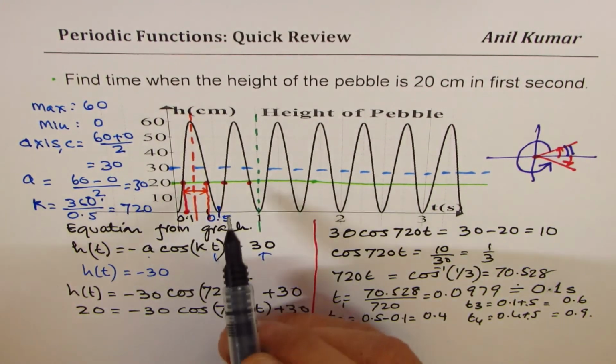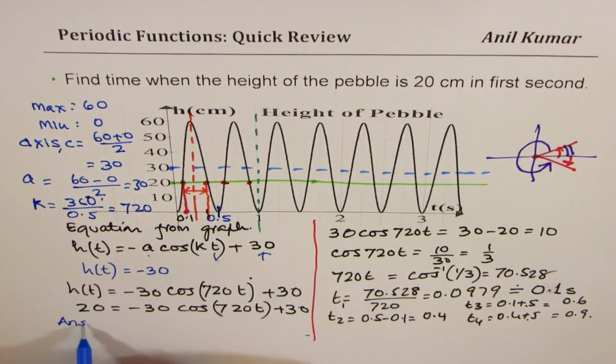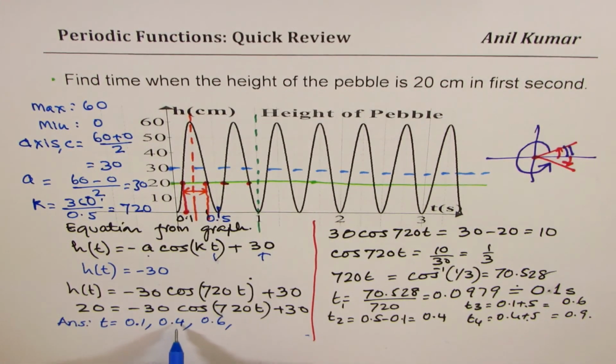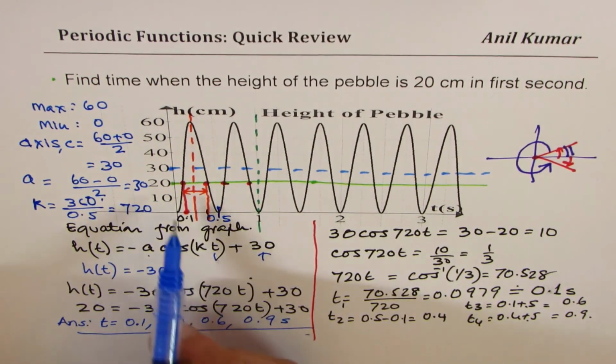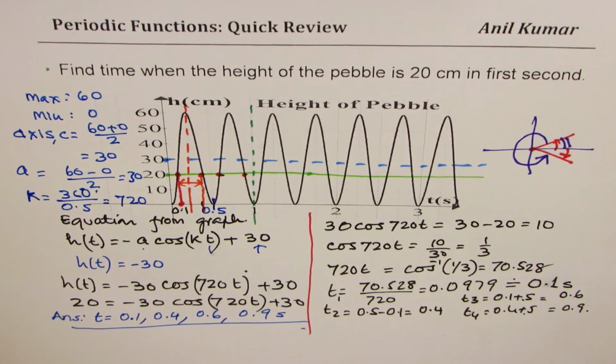Do you get an idea? So we get these 2 points also by adding time period, right? So now we'll write down our answer that the time t will be equal to 0.1, 0.4, add 0.5, 0.6, add 0.5, 0.9 seconds when the height is 20. Do you get an idea? That is how we are going to answer this question.